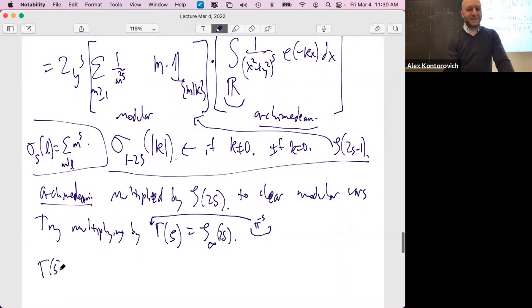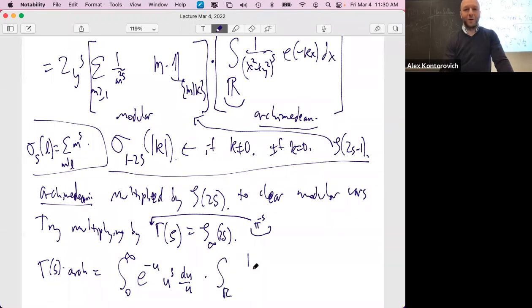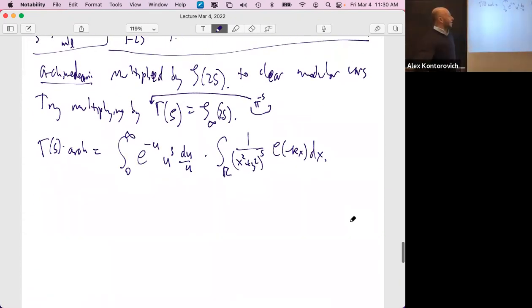Gamma times the Archimedean factor is equal to an integral from 0 to infinity of e to the minus u to the s, du over u. So I haven't done anything. I'm just taking the gamma function and multiplying it by this integral over R, 1 over x squared plus y squared to the s. These feel so heuristic heavy. But you're opening it up into integrals, you're going to do a change of variables, and it will work out magically.